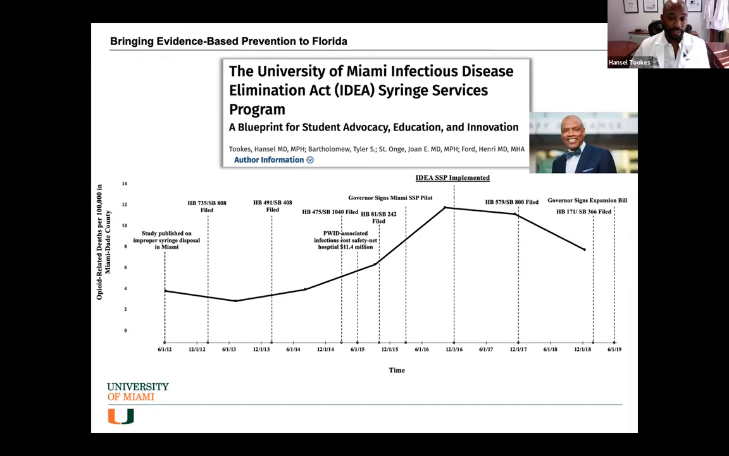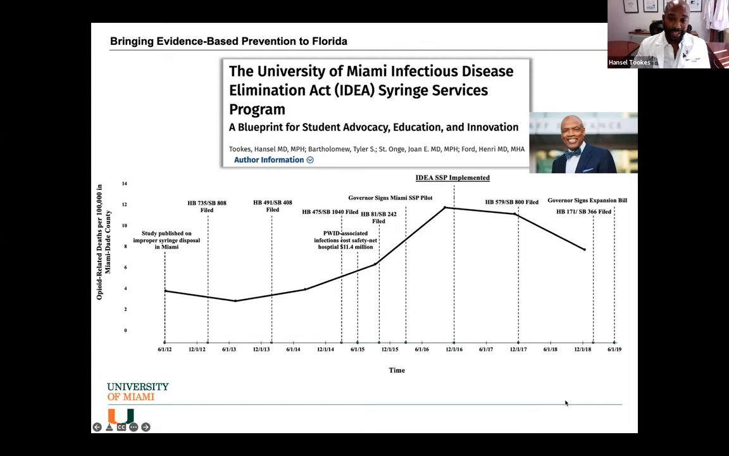But we found that the fiscal arguments were much more effective than the humanitarian. So we conducted a study that showed that the cost of preventable infections like endocarditis, abscesses, cellulitis at our safety net hospital, Jackson Memorial, was $11.4 million in 1 year. And so Rick Scott signed Senate Bill 242, which authorized our pilot program in Miami.